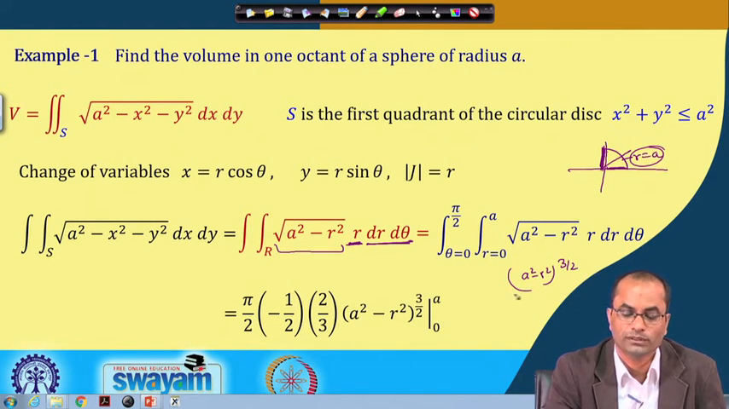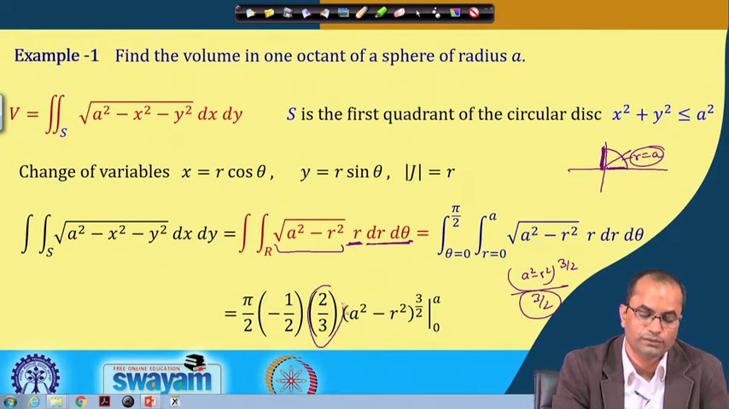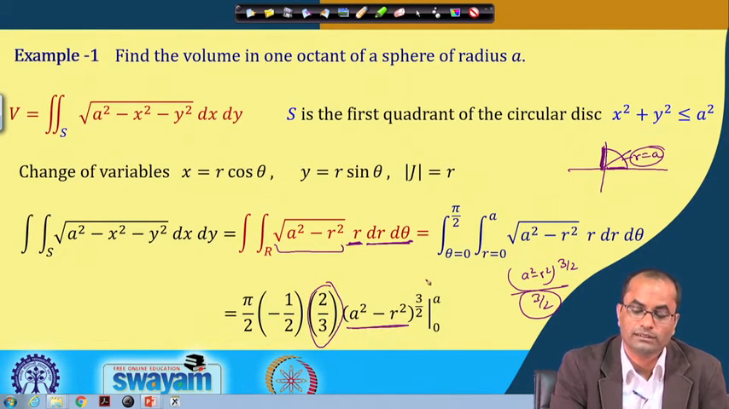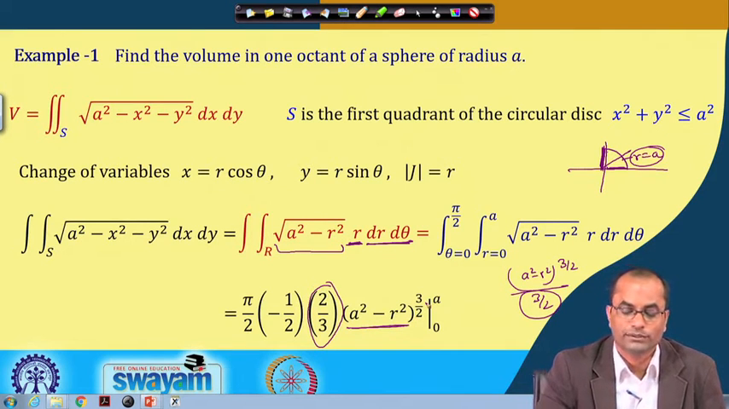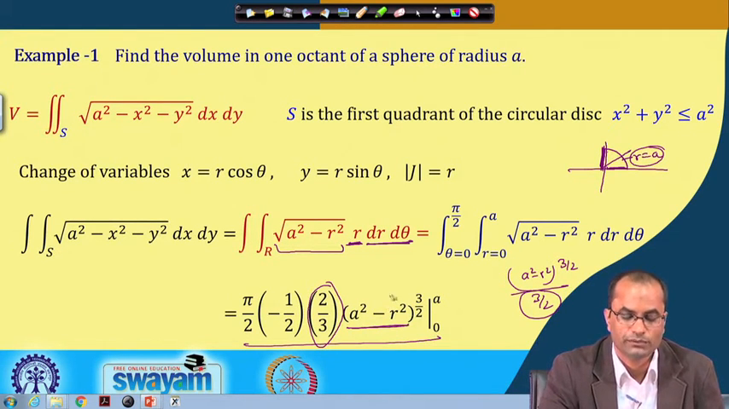So, half plus 1 gives 3 by 2. So, this 3 by 2 we have taken here as 2 by 3 and a square minus r square power 3 by 2, and the limits are from 0 to a. So, if we substitute now these limits, the upper limit will make it 0, the lower limit for this r will make it a square power 3 by 2, meaning a cube with minus sign.